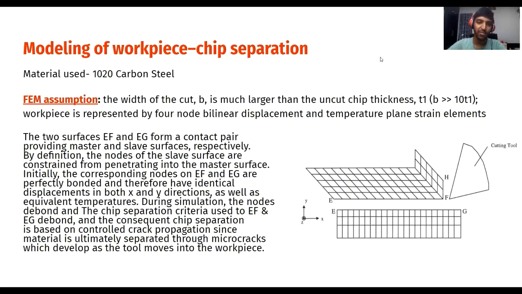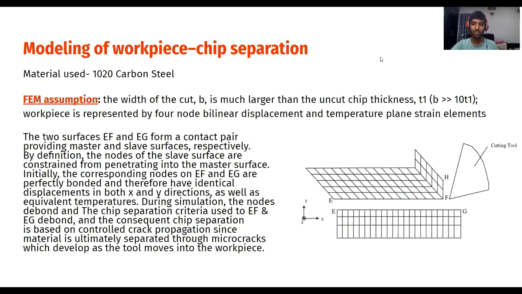Next, we talk about modeling a workpiece chip separation. First, we talk about the material being used, which is, in our case, 1020 carbon steel. Next, we talk about an important FEM assumption. The width of the cut B is much larger than the uncut chip thickness T1. Basically, when the chip is cut, it has a certain width B, and for our assumption to hold true, we need it to be much larger than 10 times the uncut chip thickness T1. Next, the workpiece is represented by 4-node bilinear displacement and temperature plane strain elements.